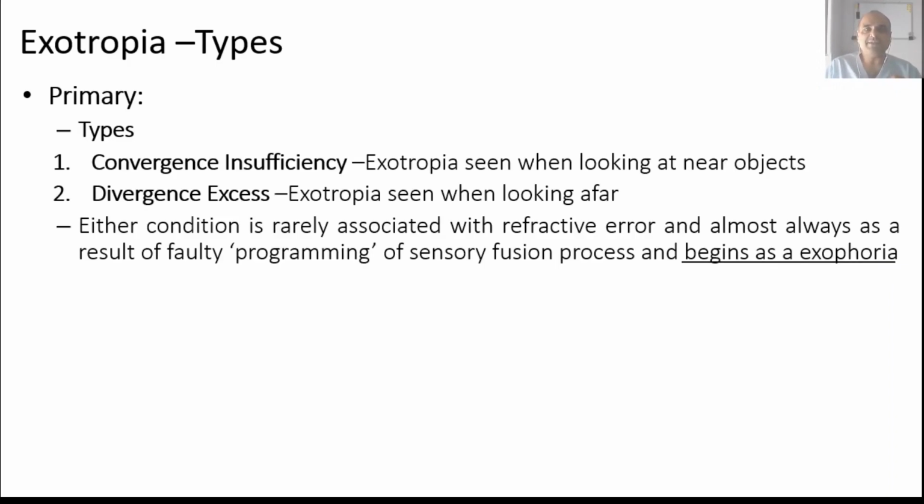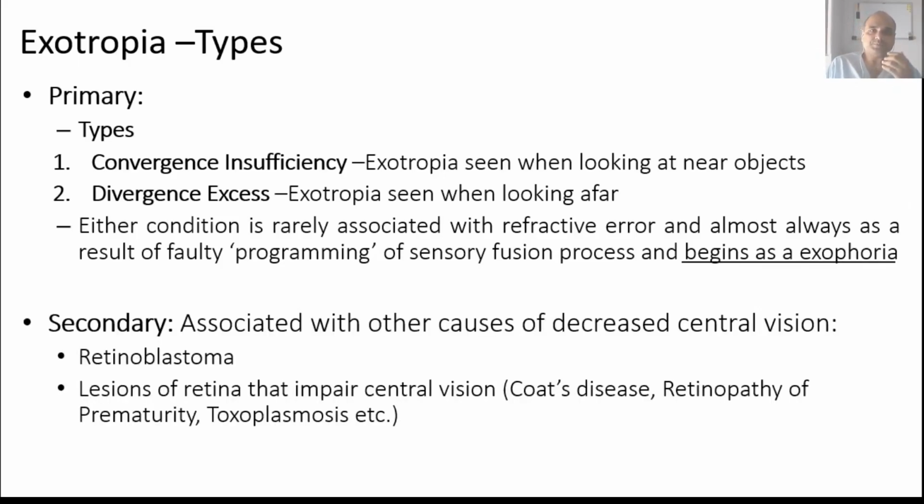But almost all of the exotropias are because of some issue with the sensory programming of the fusional processes. And almost all of these exotropias begin as exophorias. And exophoria, if you remember, was a latent squint, a type of squint that's seen when one of the eyes is covered. And slowly over time, this exophoria converts into an exotropia.